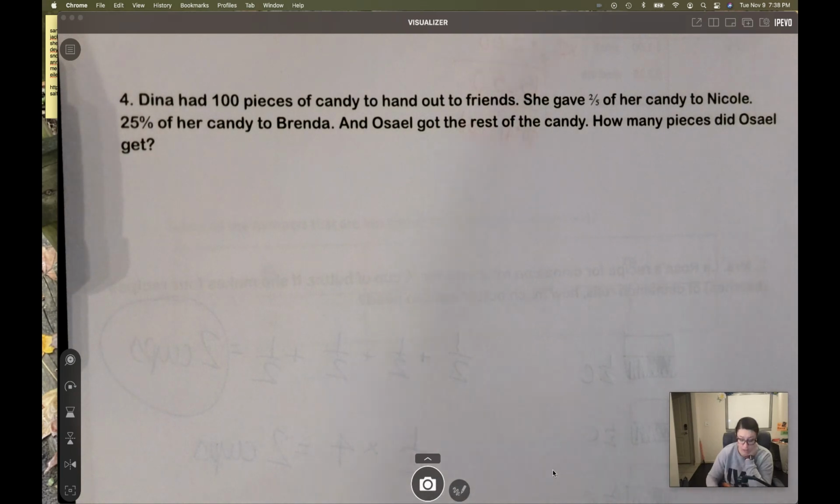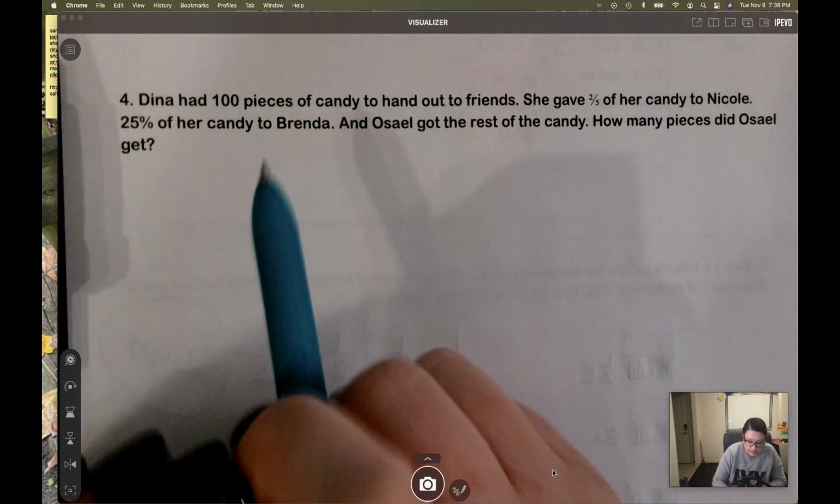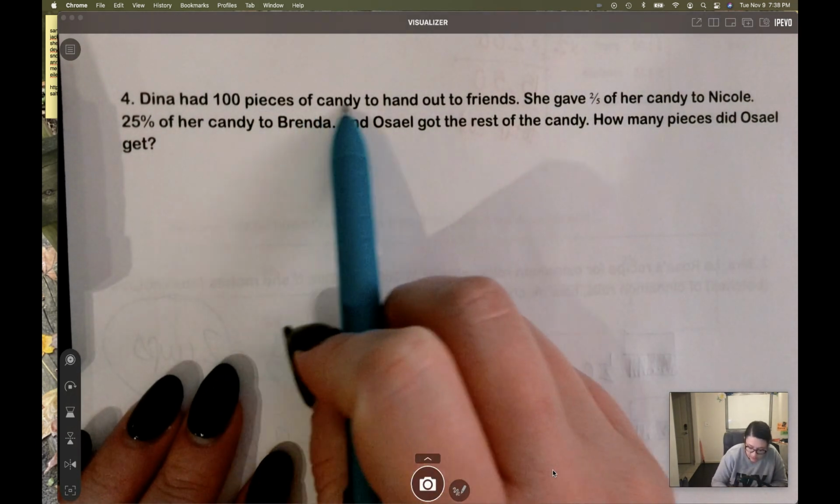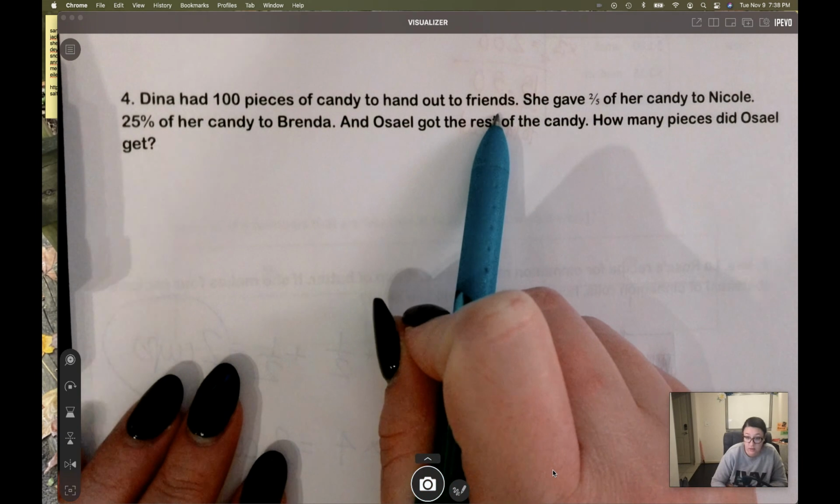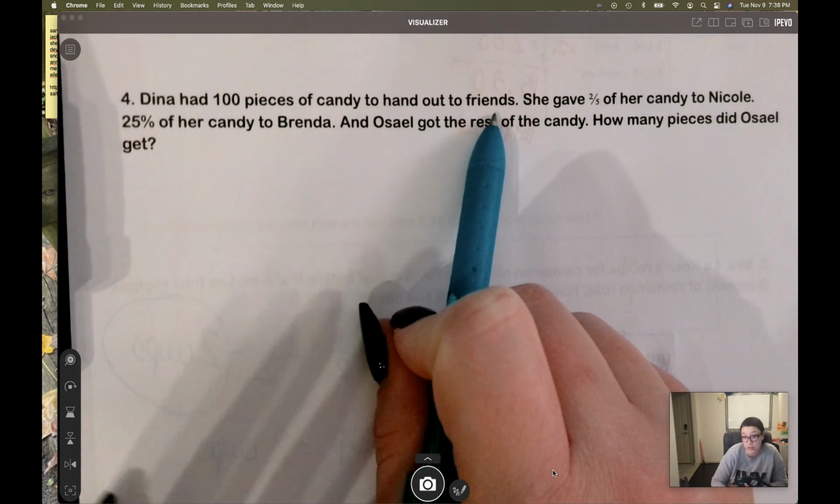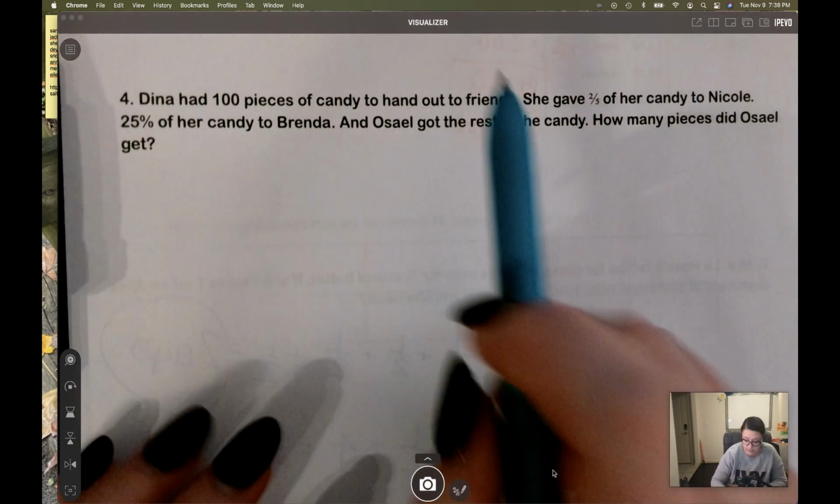This again was probably our trickiest problem, our hardest one that we gave you on this formative. So let's go through and really break this down. It says Dina had 100 pieces of candy to hand out to friends. So that's what we're starting with. That's what everything together is.